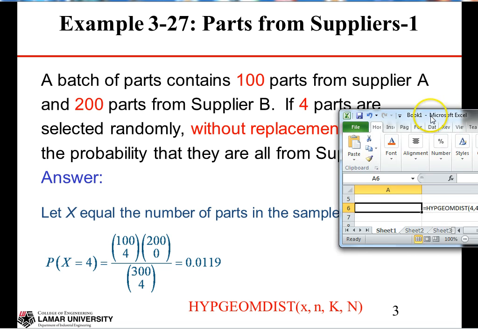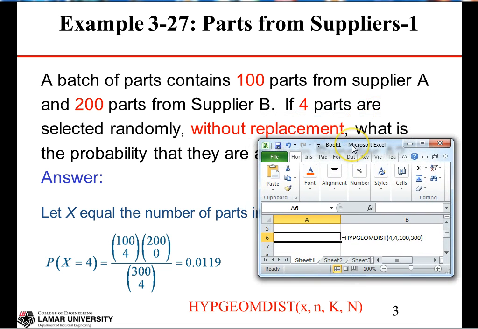Sorry, it's a typo here, so I'm showing the right formula. The function is Hypergeometric distribution, and the parameters inside the parentheses are x, the number of successes within the sample that are of interest, then followed by the sample size, lowercase n, then followed by the number of successes within the population, K, and finally the population size.